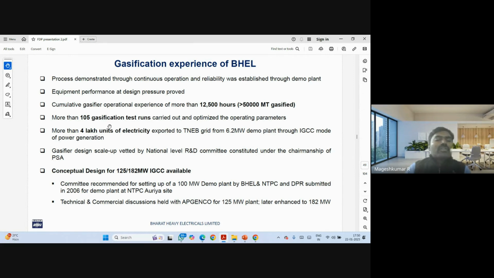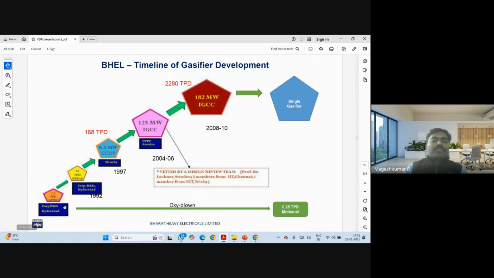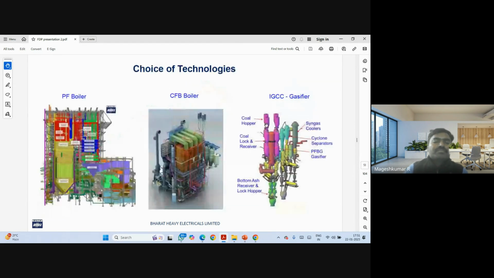More than 4 lakh units have been generated by the gasification plant, and it was supplied. Then a conceptual design was built. Further, the committee proposed to build the plant. Finally, based on economic aspects, the projects were called off. So this is the journey of the BHL timeline of gasifier development.